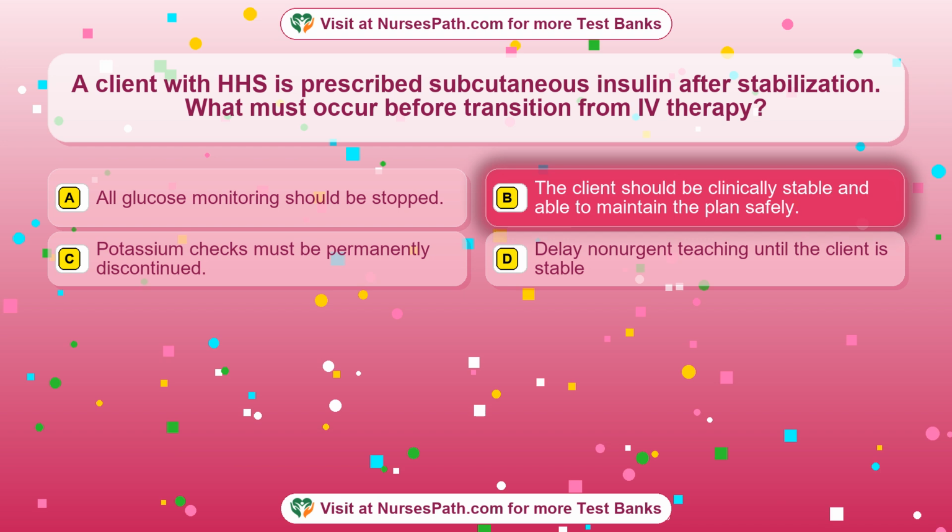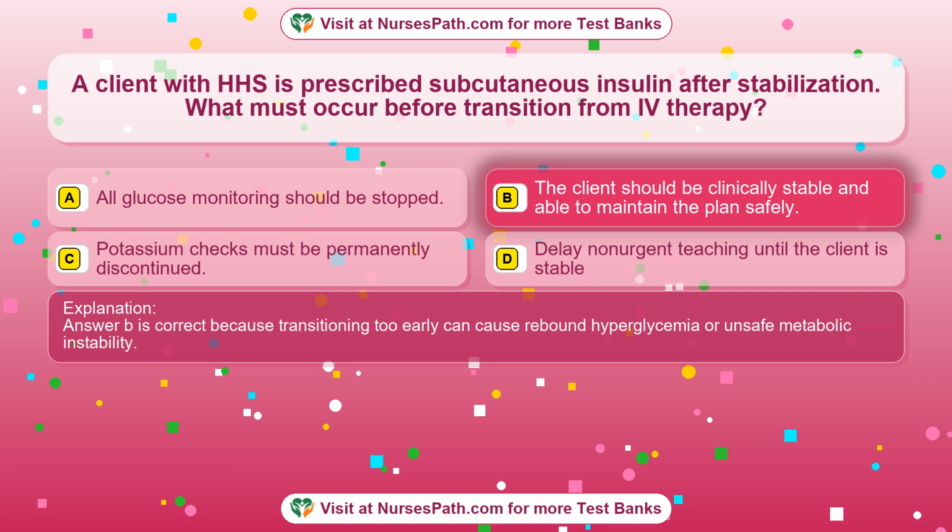The correct answer is option B, the client should be clinically stable and able to maintain the plan safely. Answer B is correct because transitioning too early can cause rebound hyperglycemia or unsafe metabolic instability.